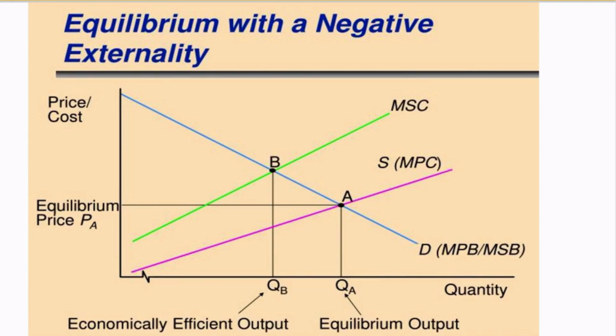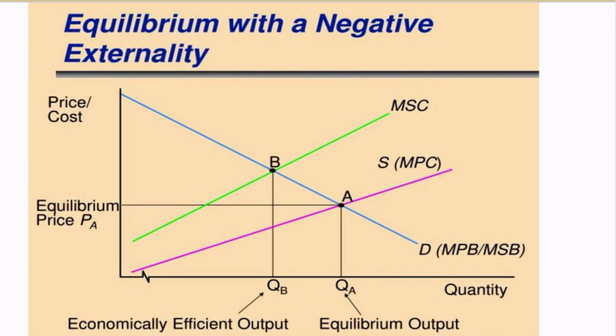So now if we take the example of cars, the quantity which I have shown here on the x-axis would reflect the number of cars which are being produced, right? And the y-axis would reflect the cost of producing that car, right? If you look at the supply curve, which is the marginal private cost, we would find that the marginal private cost curve meets the demand curve, or marginal private benefit curve, at point A. So at point A, you have an equilibrium, right?